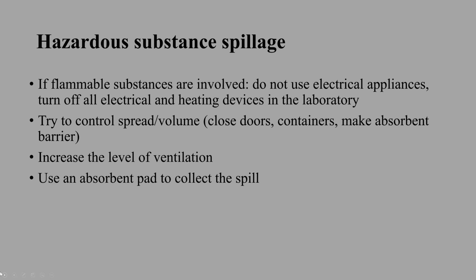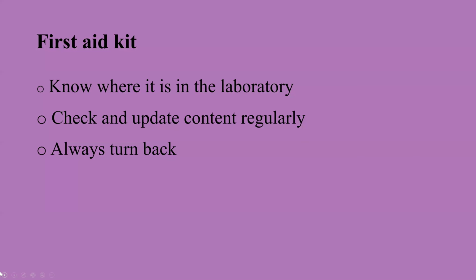In case of work with flammable substances, we should turn off electricity and heating devices in the lab, close doors, make absorbent barriers, increase the level of ventilation, and of course inform responsible people. The first aid kit: you should know its location and how to use it in an urgent situation.